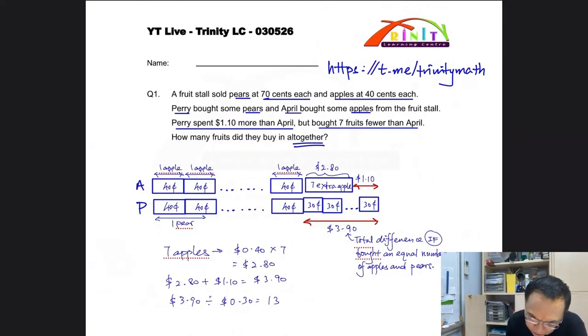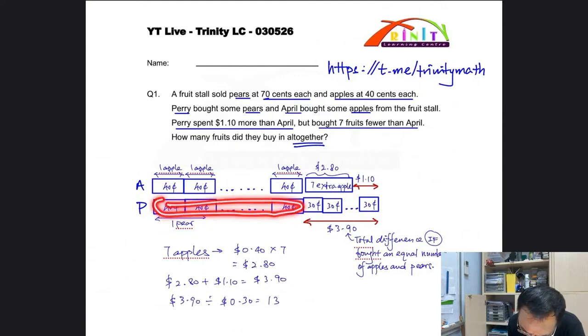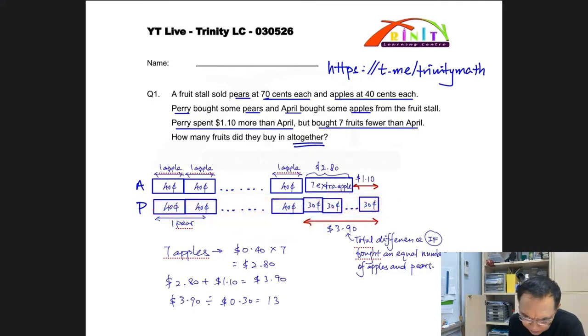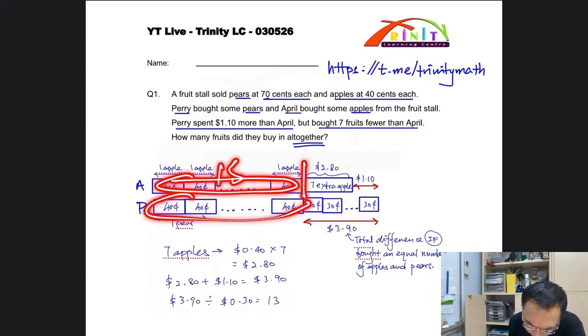Because this is actually 13 and another 13. Each one here and each one here joins together to form one pair. So there are actually 13 boxes here and 13 boxes here. And there are also 13 boxes, but it stops here. So this will be 13. This will be 13. This will be 13.